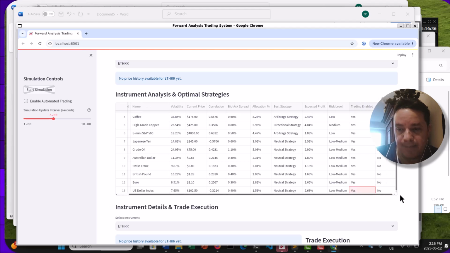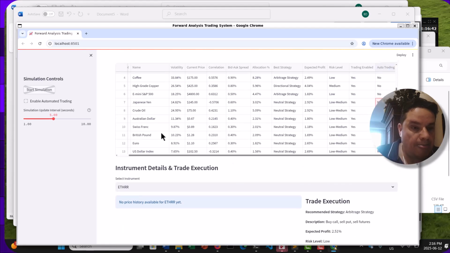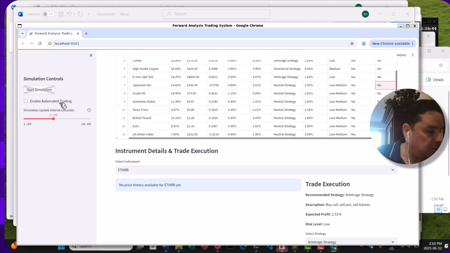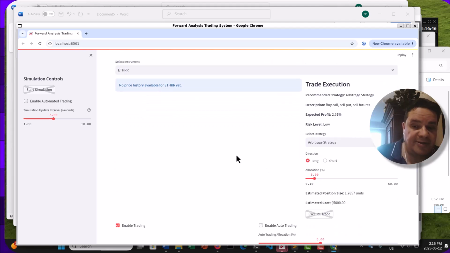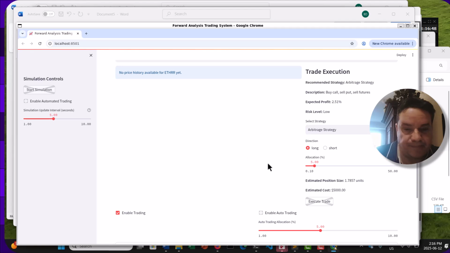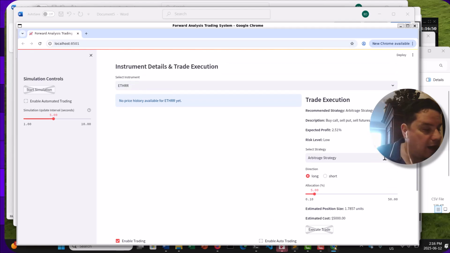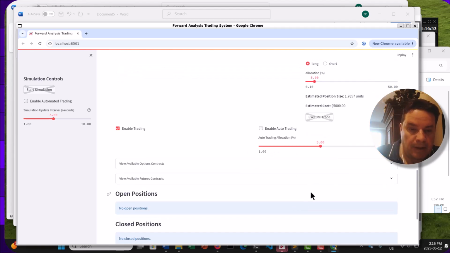I don't know, but I can definitely put a request in there. Don't trade that anymore. Here you can enable automated trading. Okay, so this is a lot. This is why I like Streamlit. Here you can have individual trades. And again, you can just turn off the trading, enable auto trading when it's running.